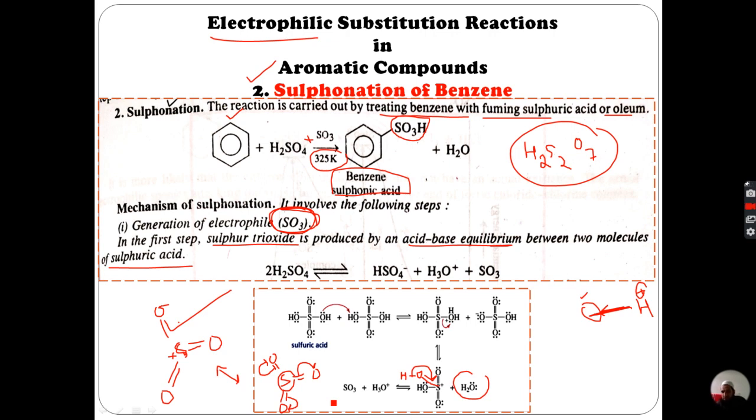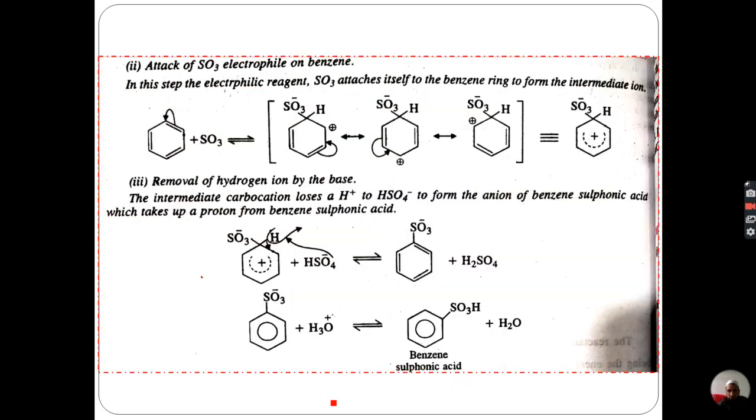So now we have generated the electrophile. The next step is how it will attack the ring. So let's look at that.